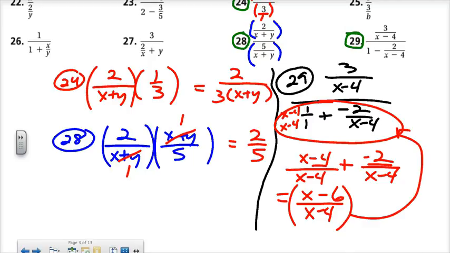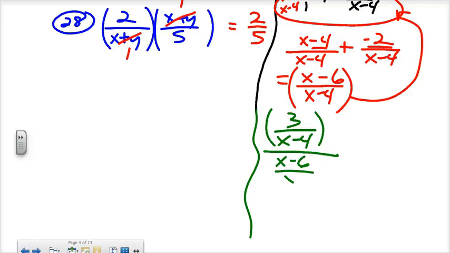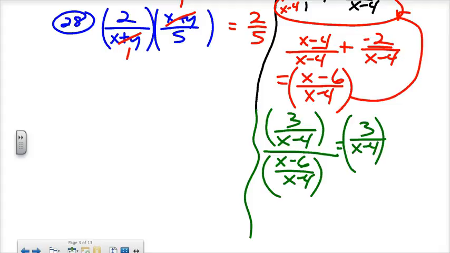So what I will have when I do that is 3 over x minus 4 divided by x minus 6 over x minus 4. And now I have 1 fraction divided by 1 fraction, and I can go ahead and multiply by the reciprocal. So this will be 3 over x minus 4 times x minus 4 over x minus 6. And my parentheses need to go all the way there.